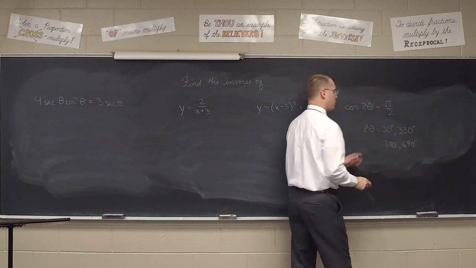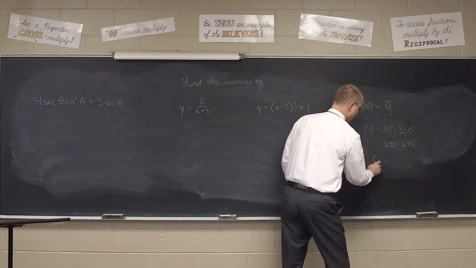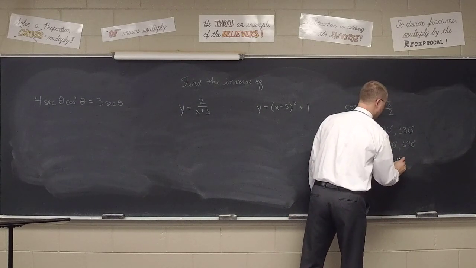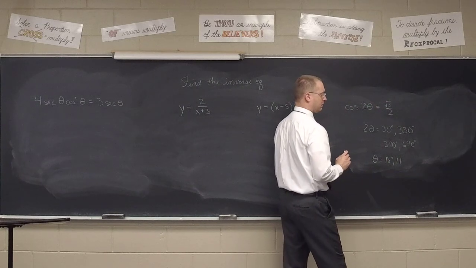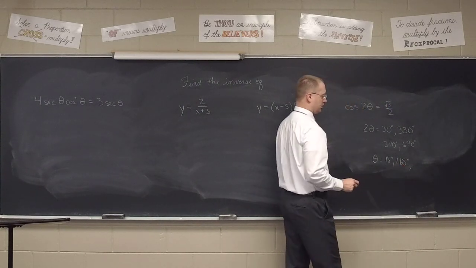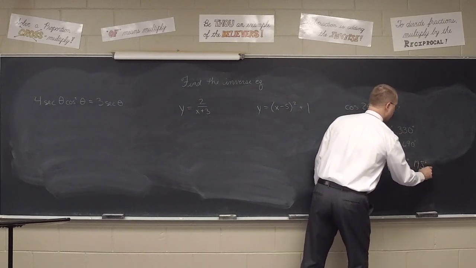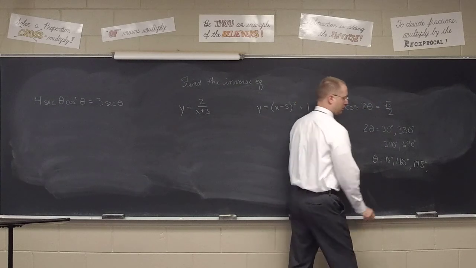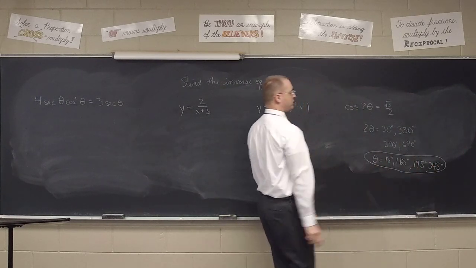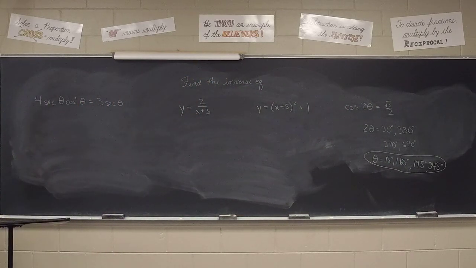390, 690, but those are all 2 theta values. Then, class, divide away the 2 to get 15, 115, 1. Ooh, careful, not 115. 165, 195 and 345. There we go. 15, 165, 195, 345. Questions on that? Do you remember the double angle?